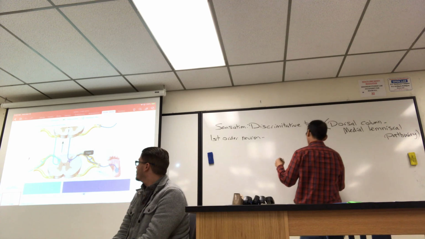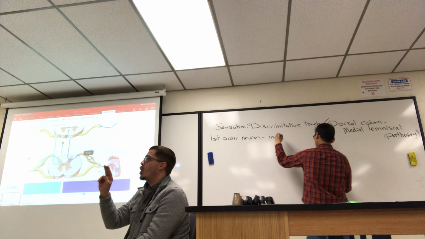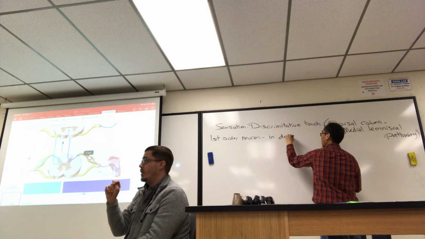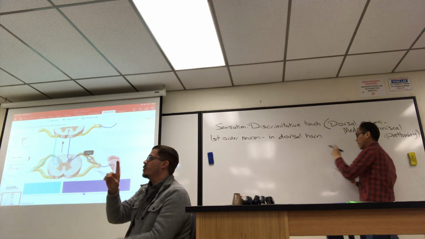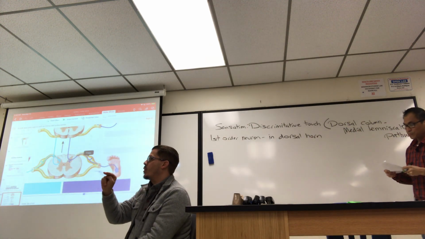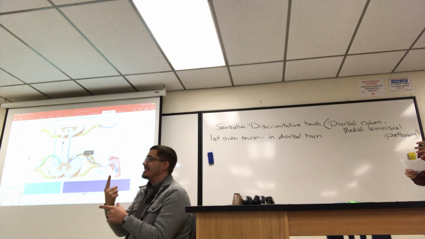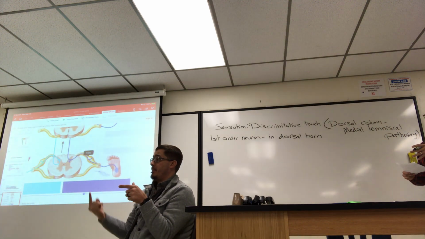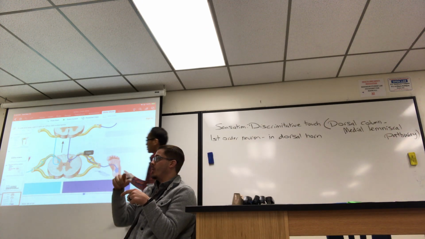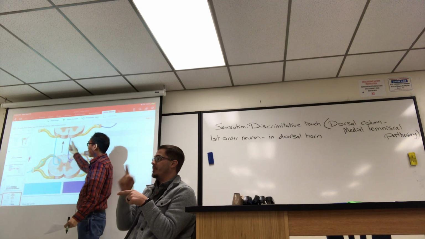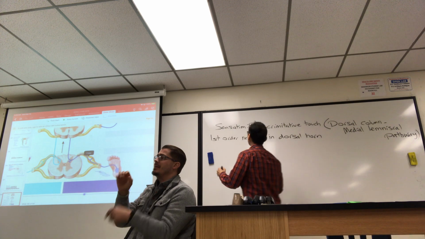So the first order neuron, okay. So it goes in the dorsal horn, right? That's the gray matter of the spinal cord. And it's going to ascend on the same side that it enters. So let's say that's the left side. It's going to ascend on the same side. And the term for same side in this lecture is ipsilateral.